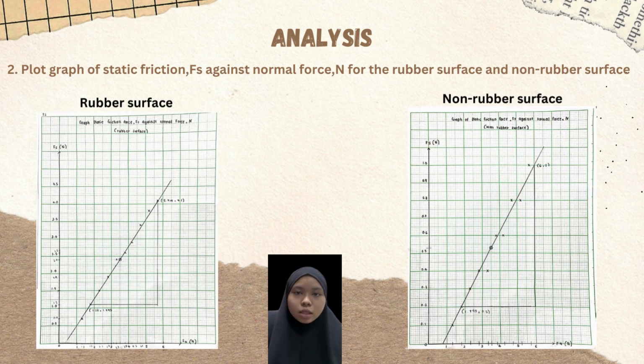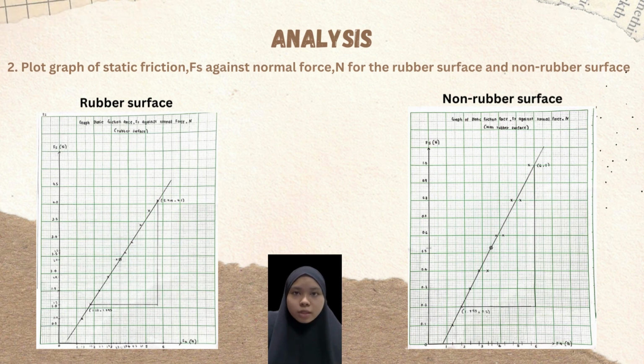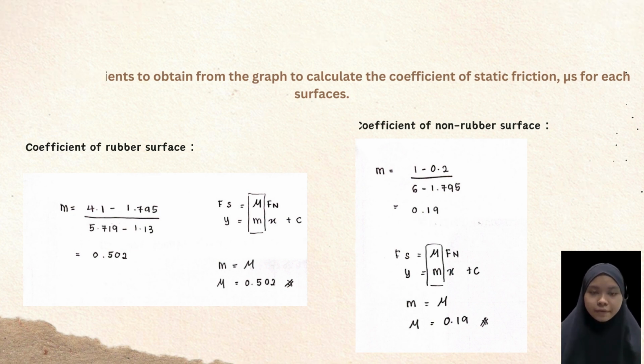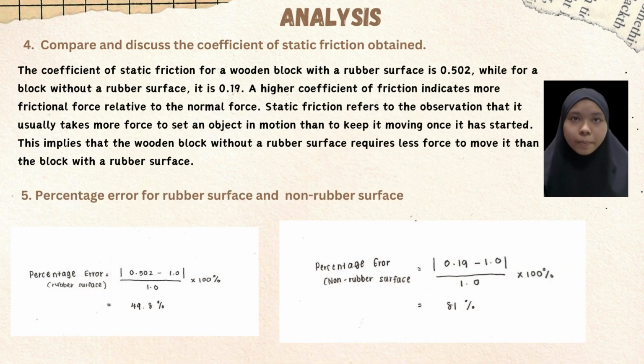Based on the analysis, the graph tells us that friction force is proportional to normal force. Number 3, we have to use the gradient obtained from the graph to calculate the coefficient of static friction for each surface. As a result, the coefficient of the non-rubber surface is lesser than the coefficient of the rubber surface. Number 4, we have to compare and discuss the coefficient of static friction obtained. The coefficient of static friction for a wooden block with a rubber surface is 0.5, while for a block without a rubber surface, it is 0.19.